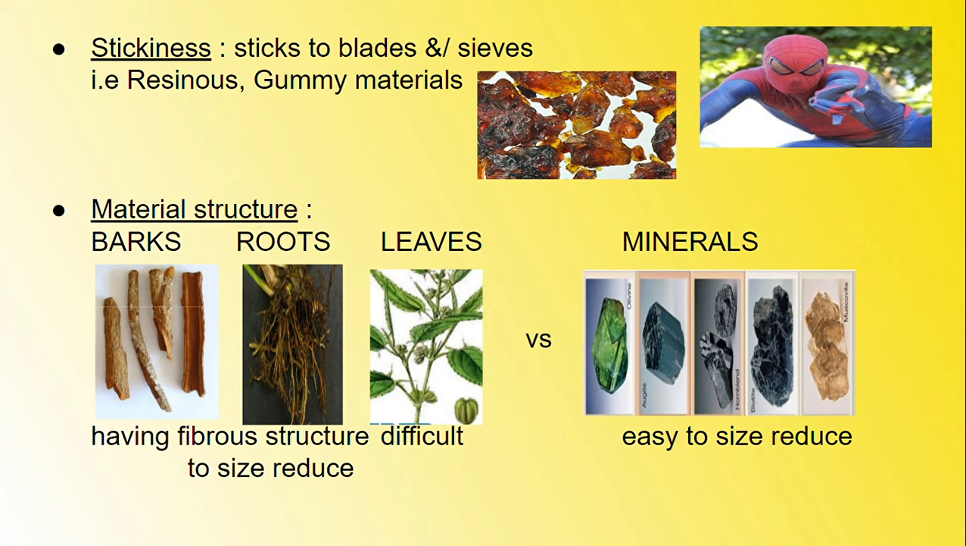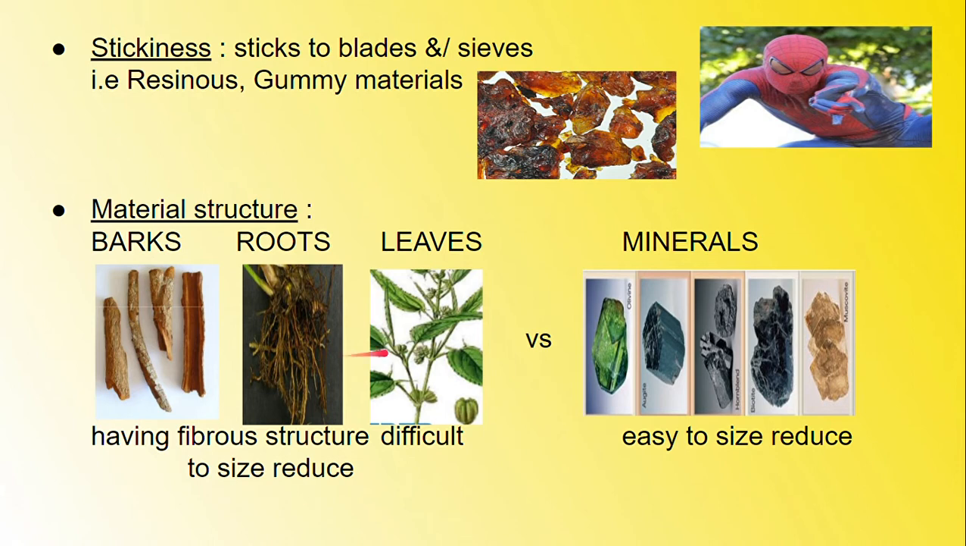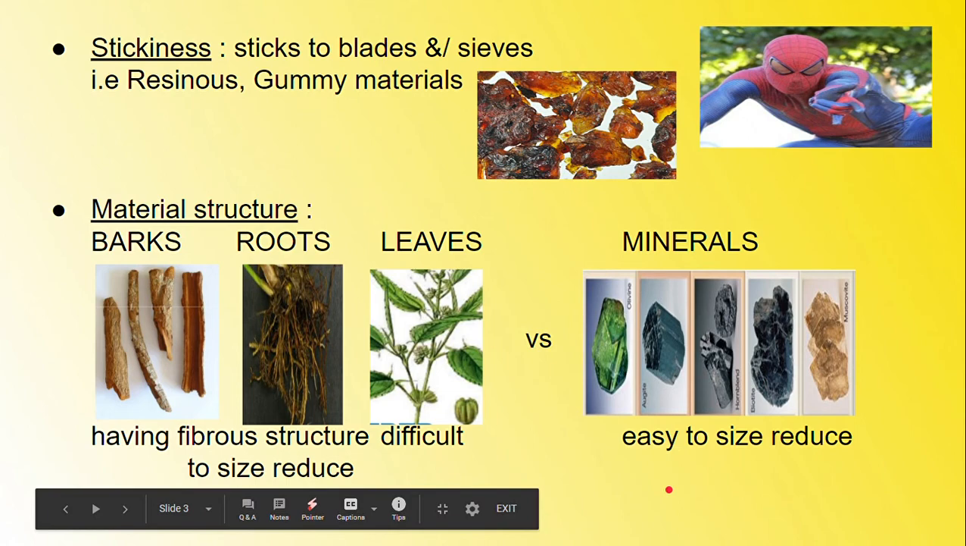The fourth property to be considered is called the material structure. Here in this slide I try to explain one particular material structure, obtained from plant material like bark, root and leaves, versus minerals which are obtained from the mountains and marine sources. Plant structures have a fibrous structure, which is somewhat difficult to size reduce compared to minerals obtained from various other sources, which are easy to size reduce.